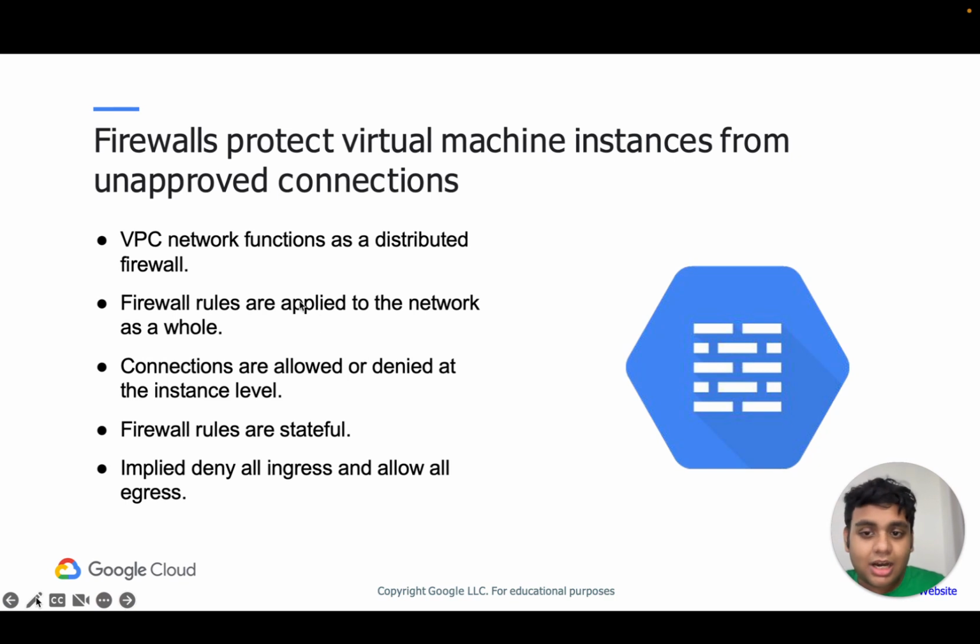And firewall rules are applied to the network as a whole. They are applied to the network, not to the exact virtual machine. And the connections are allowed and denied at the instance level, right? Now it might be that our connections have been sent to a particular virtual machine, and we want to deny it there, while the next virtual machine is working really well. So why hinder that? And they are all stateful, with implied deny all ingress and allow all egress. Well, we'll talk about ingress and egress in the next slide, and you'll understand what these are.